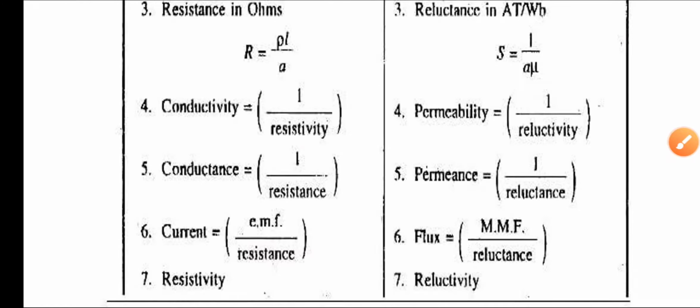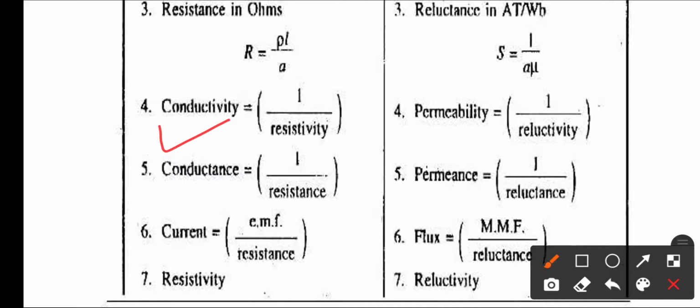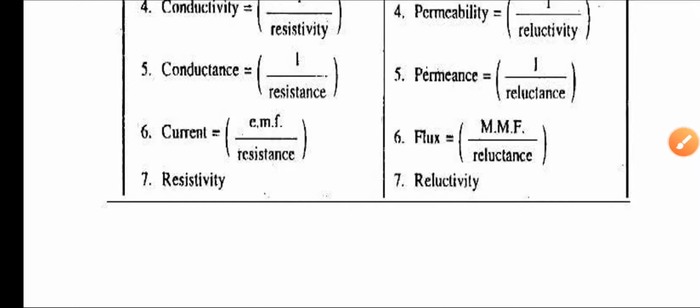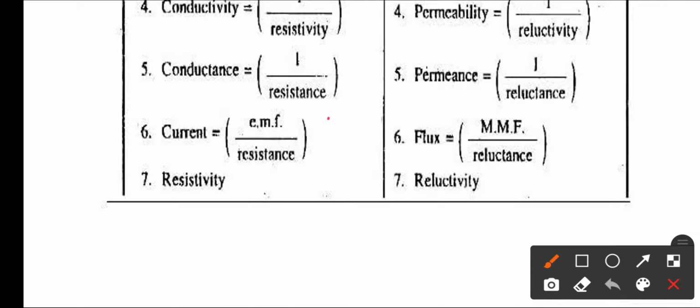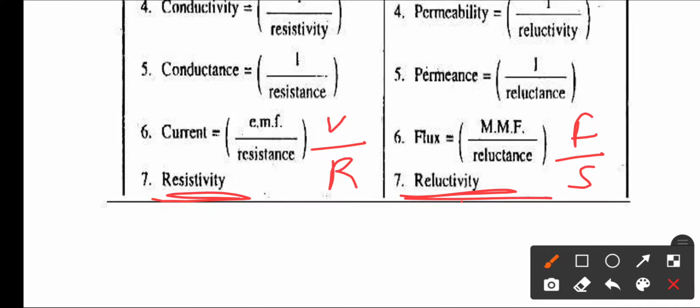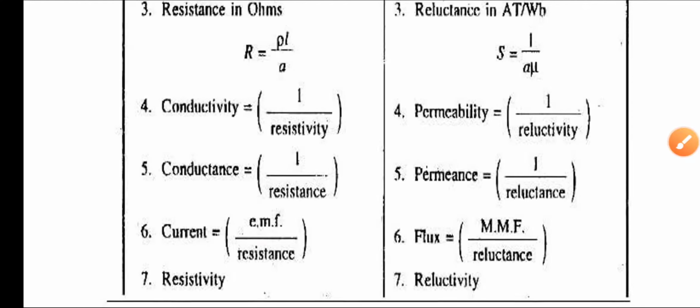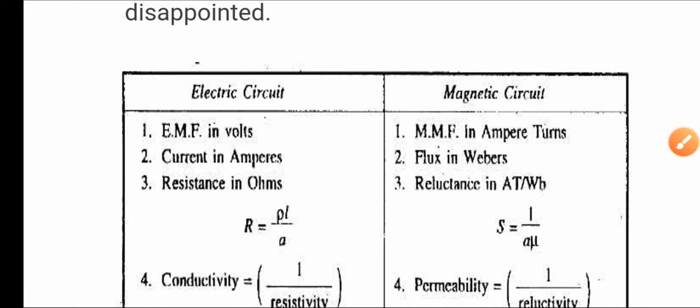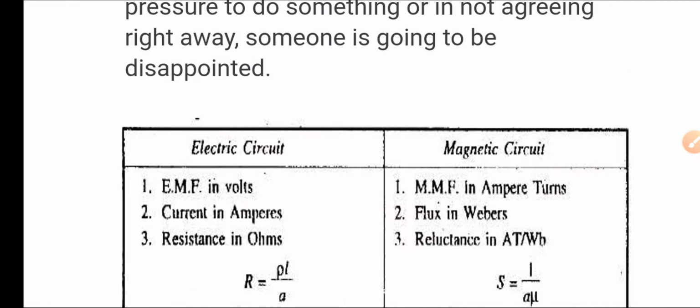In the electric circuit there is a conductivity, and in the magnetic circuit there is a permeability. In the electric circuit there is a conductance; here there is a permeance, reciprocal to resistance, reciprocal to reluctance. In the electric circuit we have a current which is EMF upon resistance, or we can say E upon R. Flux is the magnetic motive force upon reluctance. Here we have a resistivity, and here we have a reluctivity. So guys, it is a simple comparison between the electrical circuit and the magnetic circuit.